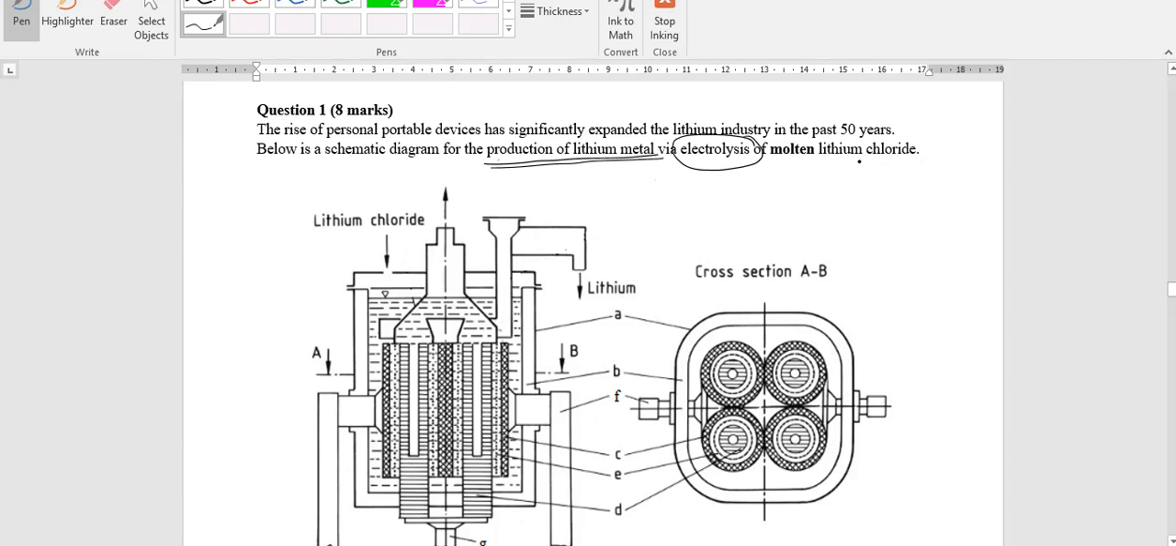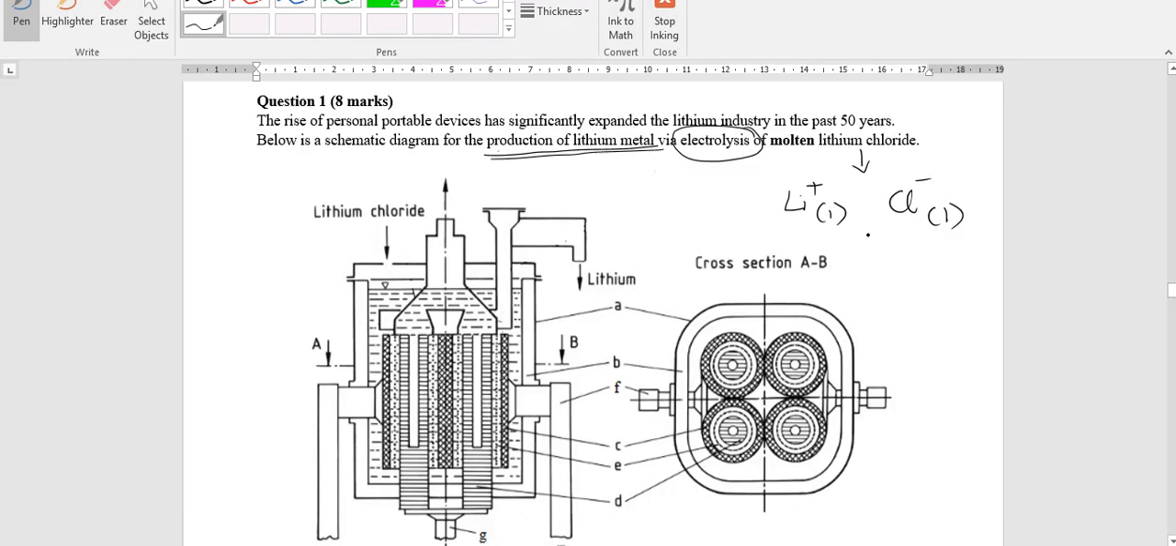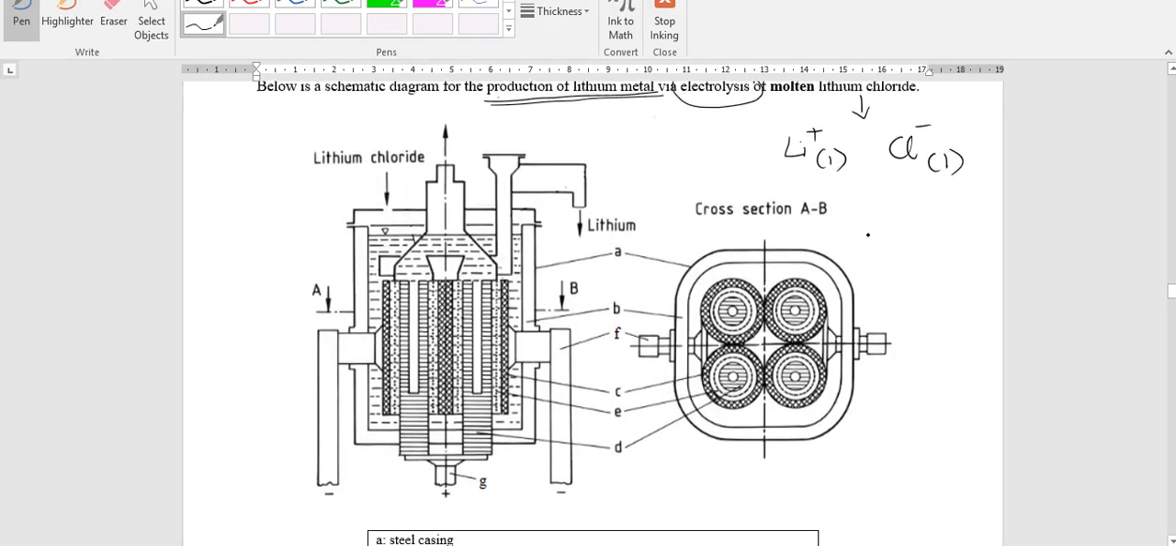You need to be able to translate this information into formulas. Molten lithium chloride means I have Li+ (l) and Cl- (l), and I do not have any water. So a lot of crucial information happens here. You know that the purpose of the cell is to produce lithium metal. You know the process is electrolysis, and you know that you need molten lithium chloride. So I don't even really need to look at the diagram at this stage.